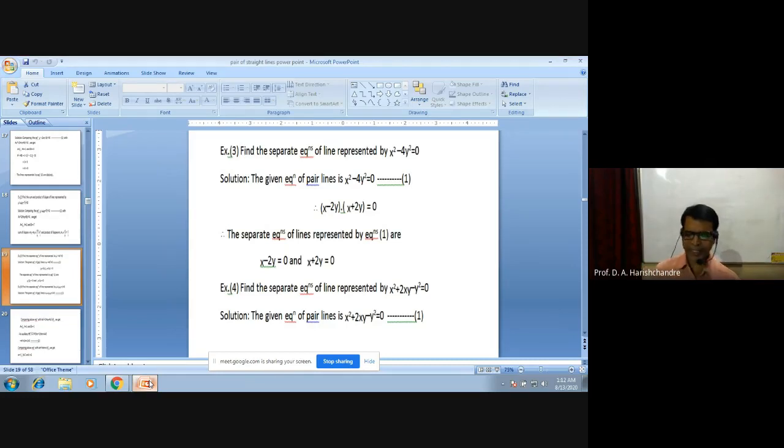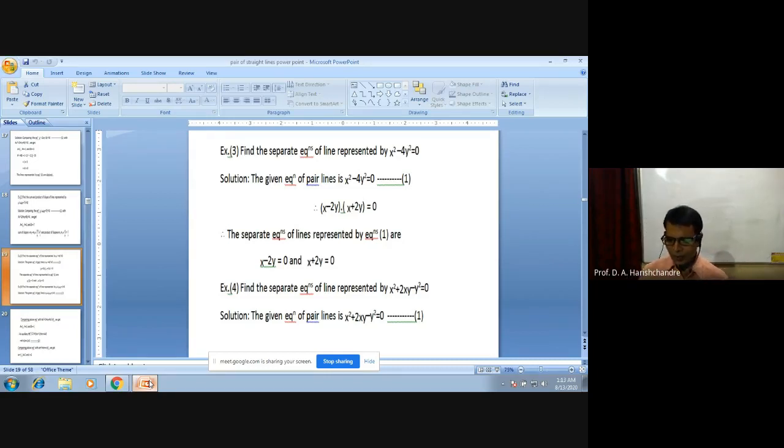Here a homogeneous second degree equation is given to you, and from that you have to obtain the separate equations of the two lines which are included in it. So first of all, consider the homogeneous second degree equation, which is the joint equation of the pair of lines. It is x square minus 4y square is equal to 0. Call this equation 1.